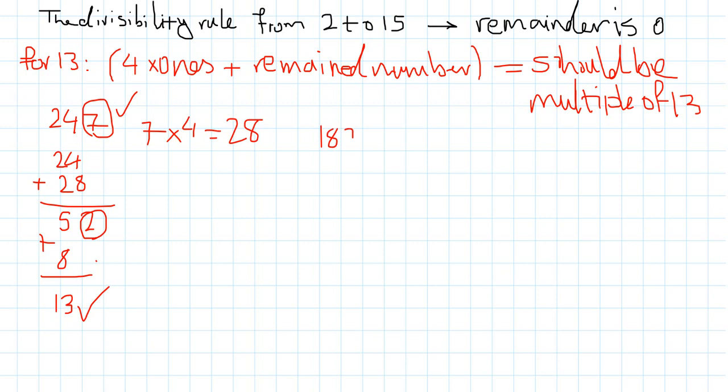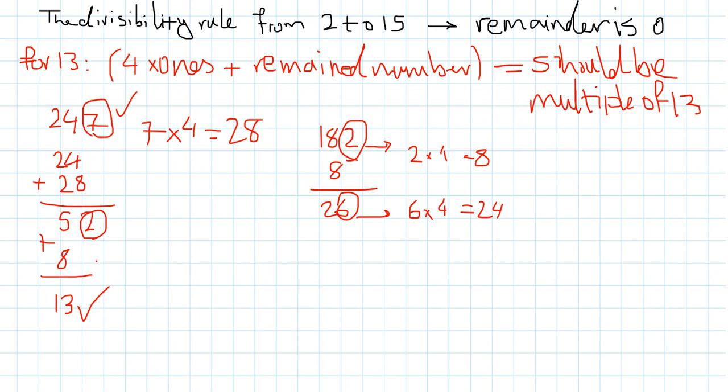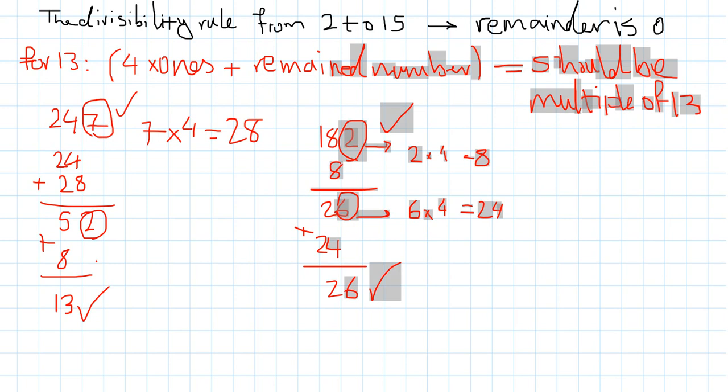Let's check 182. I separate 2. 2 times 4 is 8. Now 8 being here, it is 18 plus 8 is 26. Now separate 6, 4 times 6 is 24, and now I add 24 and 2. 24 plus 2 is 26. I know 26 is divisible by 13. 2 times 13 is 26. So 182 is divisible by 13. That was the divisibility rule for 13.